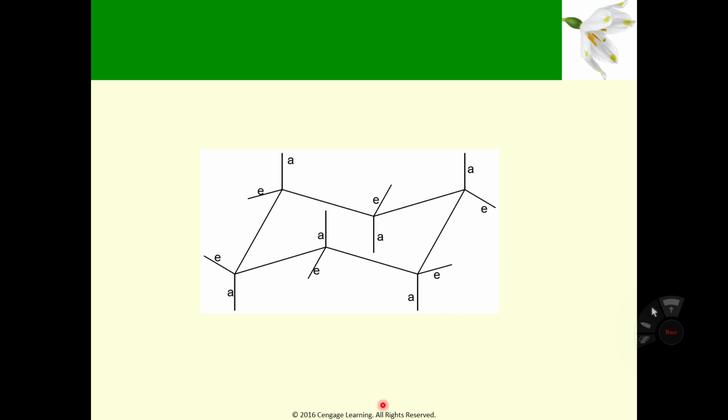Because this is a complete structure of a cyclohexane. So axial, equatorial, axial, equatorial, axial, equatorial. Okay, we can understand it. All right. This should be parallel to this, and this should be parallel to this, parallel to the axis. Okay.